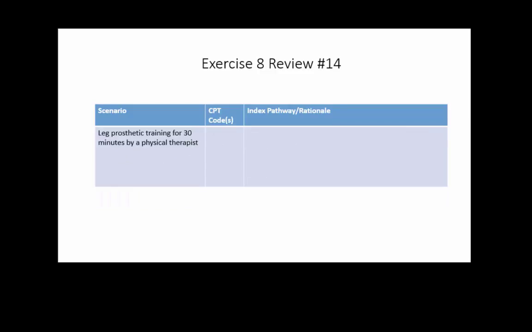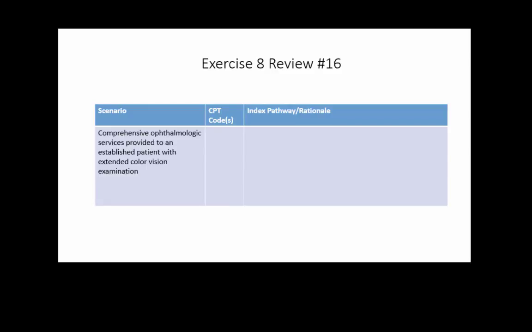Leg prosthetic training for 30 minutes by a physical therapist. Prosthesis training is actually the main term in the index. 97761 is for each 15 minutes, so the code would be listed twice to account for those 30 minutes.